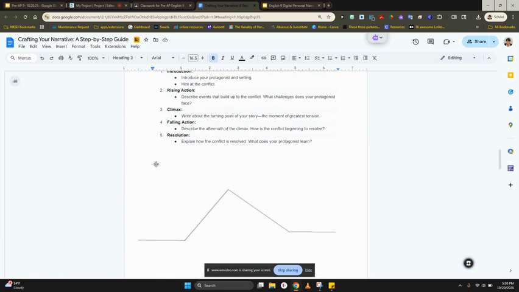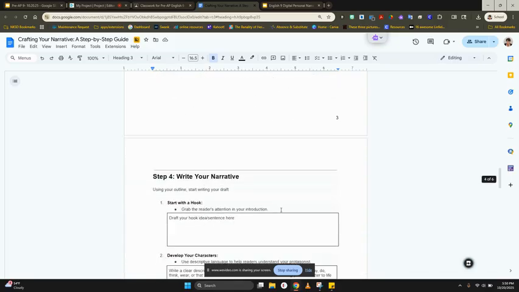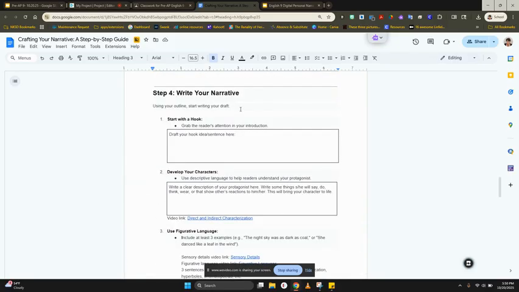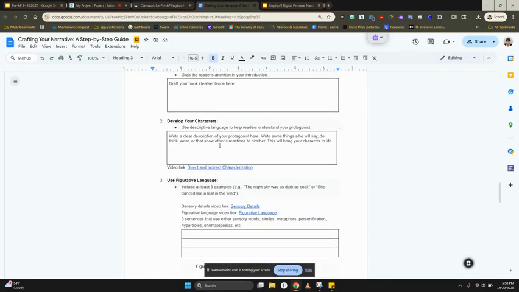You can organize them along the plotline diagram, the setting, and the introduction things in the beginning. You find out, introduce your characters, etc. Climax is the most exciting part of the story, so you might want to graph some things on there. So taking a look at that, you're going to start your draft. Start with a hook. Grab your reader's attention, draft your hook right there. Develop your characters. Please use descriptive language. Write a clear description of your protagonist here. Write some things he or she will say, do, think, wear, or that show others' reactions to him or her. This is going to bring your character to life.